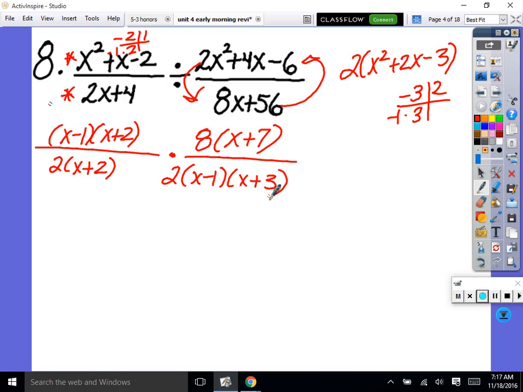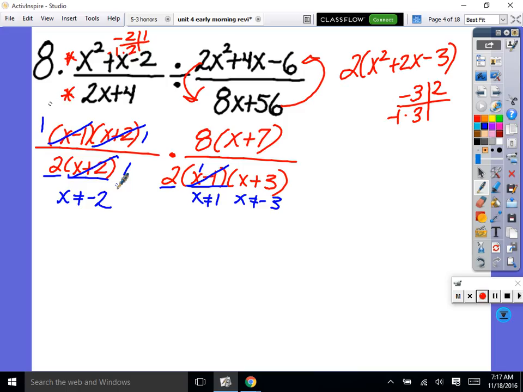Okay, restrict your domain before you divide anything out. Okay, 2 will never be 0. X plus 2, so x cannot equal negative 2, correct? 2, never going to be 0. X cannot equal 1. X cannot equal negative 3. There's our restrictions. Now start dividing things out. X minus 1 on top, x minus 1 on bottom. 1 over 1, x plus 2, and x plus 2.